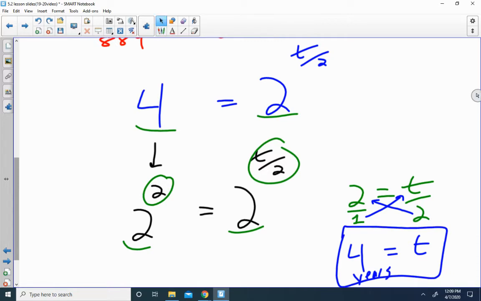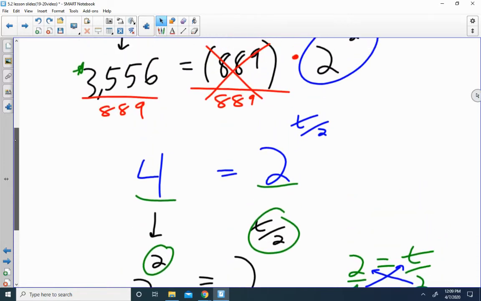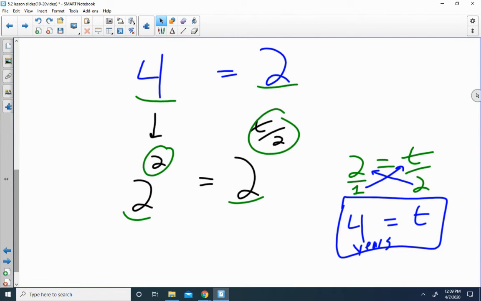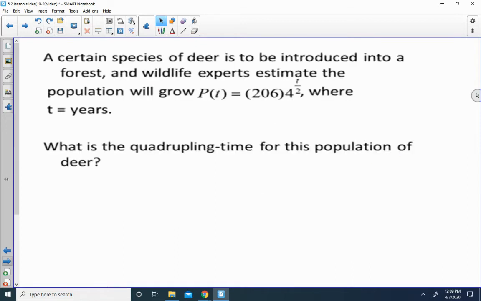It'll take 4 years for the population to get to 3,556. And there you go. Just basically using stuff that we've learned before about making the bases the same and saying the exponents are equal. You're just now seeing it in a real life example. How about we do a couple more examples like that using similar stuff, and we'll go from there.